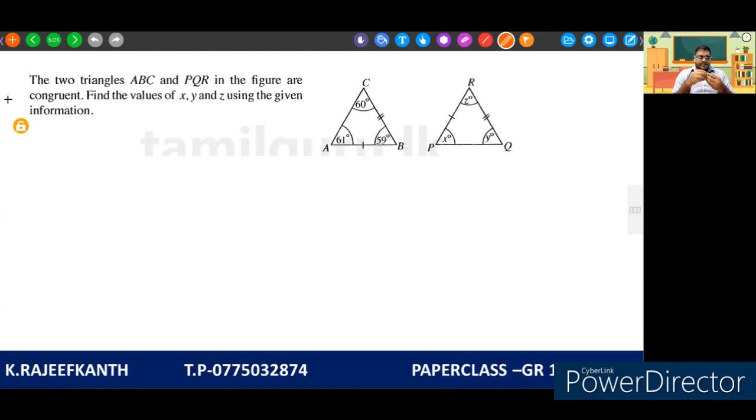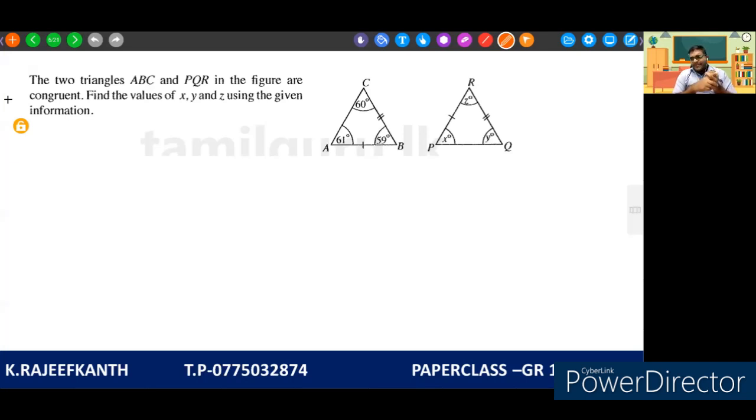Right, we know that in 4 conditions, the two triangles can be congruent. First one, side, side, side. Second one, side, angle, side. Third one, angle, angle, side. And the last one, RHS, hypotenuse side.